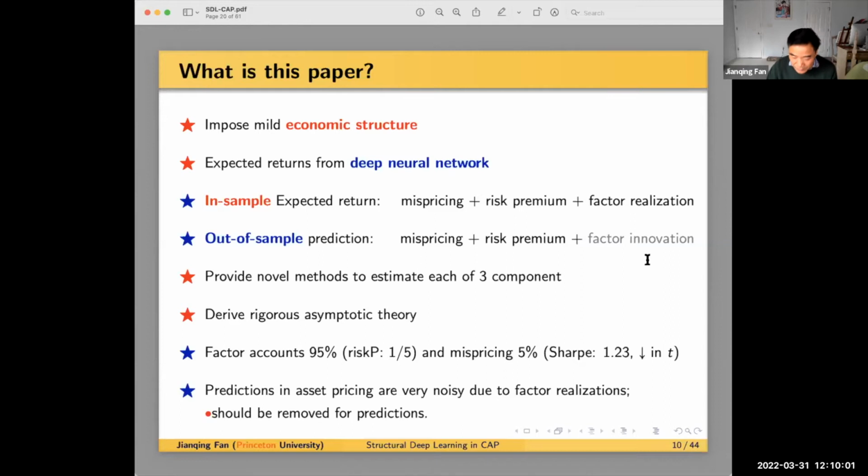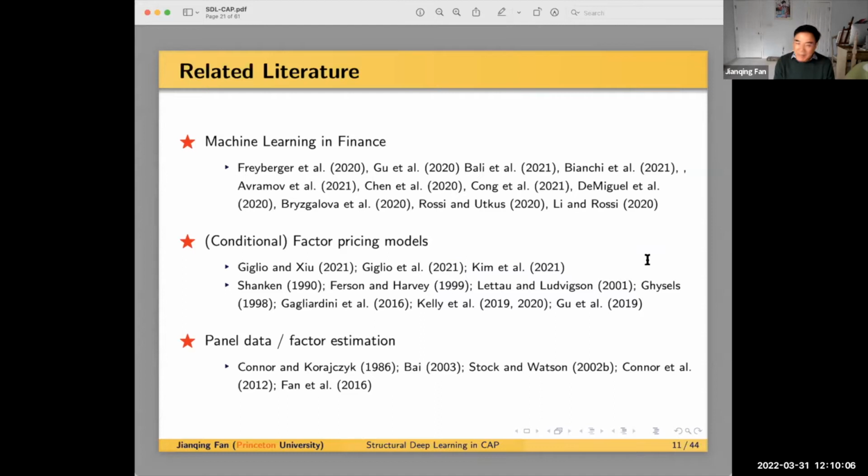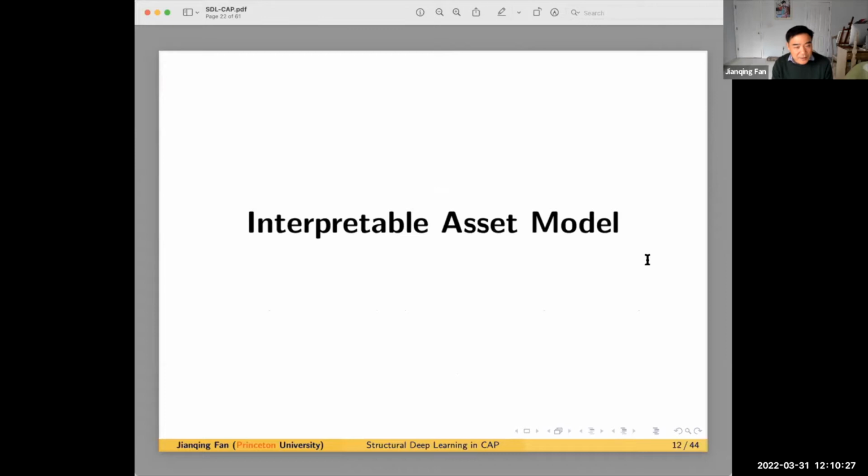There is a lot of literature, and there are way more than I can put on the slide. First, we are related to machine learning in finance. Second, the stream of research on conditional factor pricing models. And third, overall, work related to panel and factor estimation. I am not going to go into detail on each of these. So let me begin with the model.